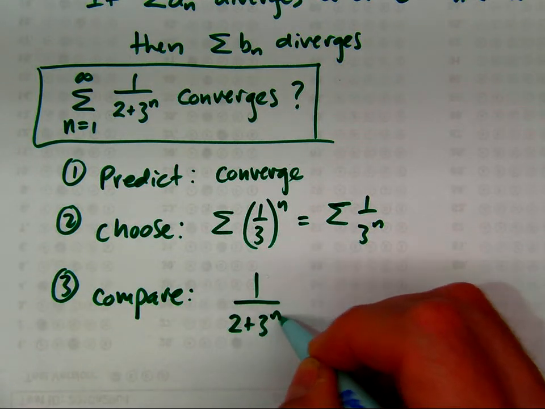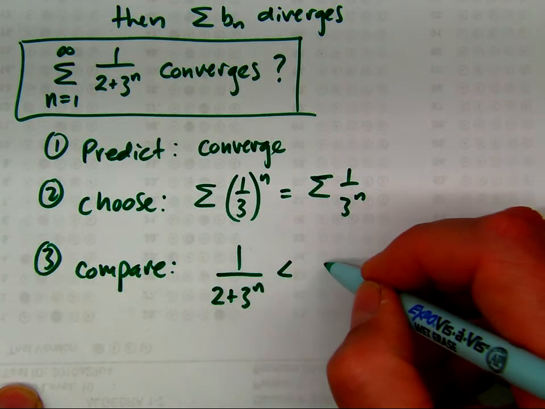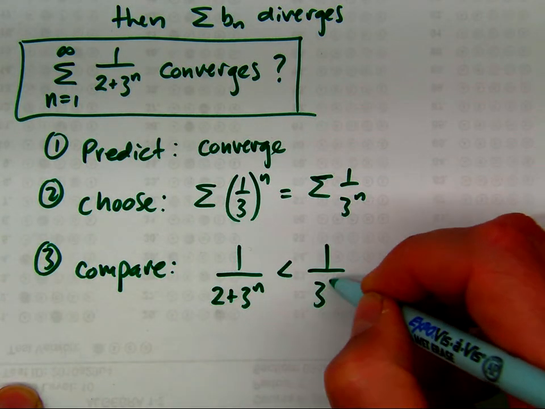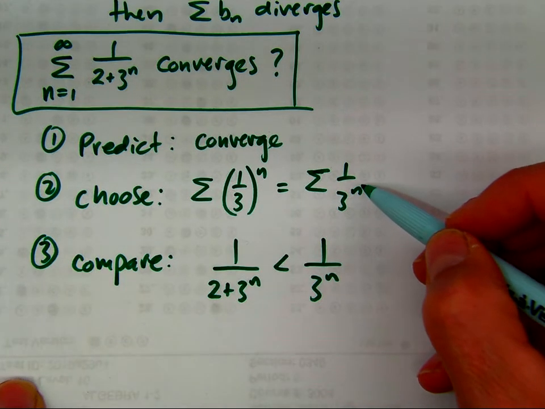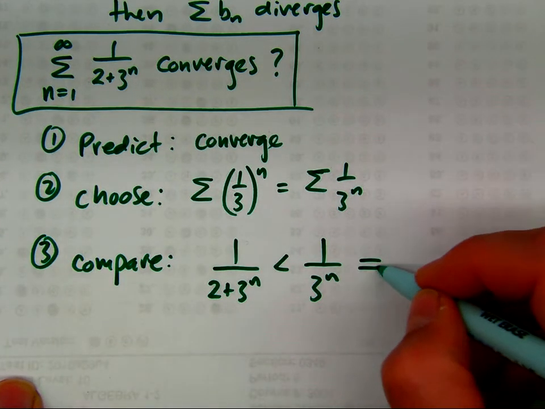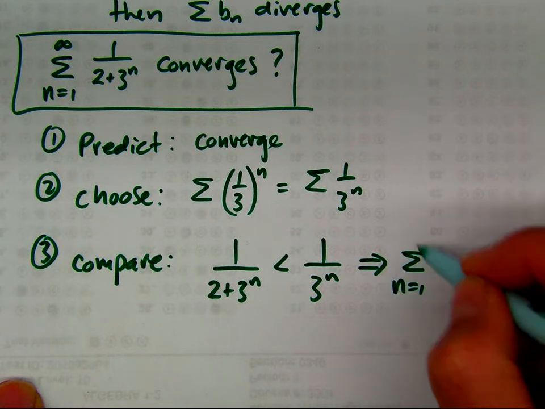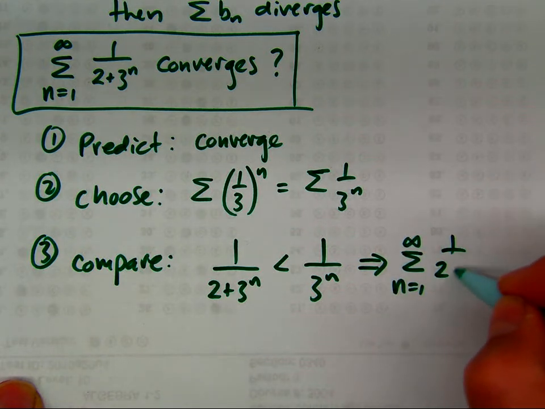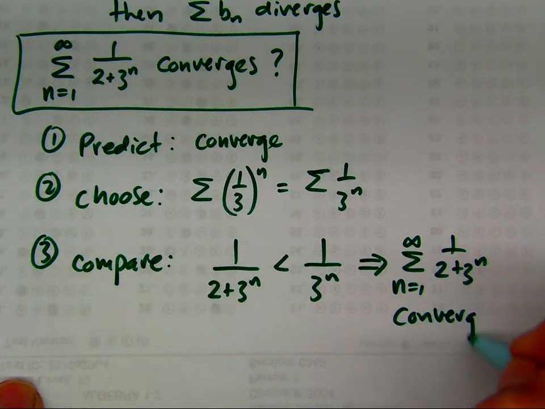The sequence of the series that we're testing, the sequence terms are always less than the terms of this sequence, and that means the series that we're testing converges.